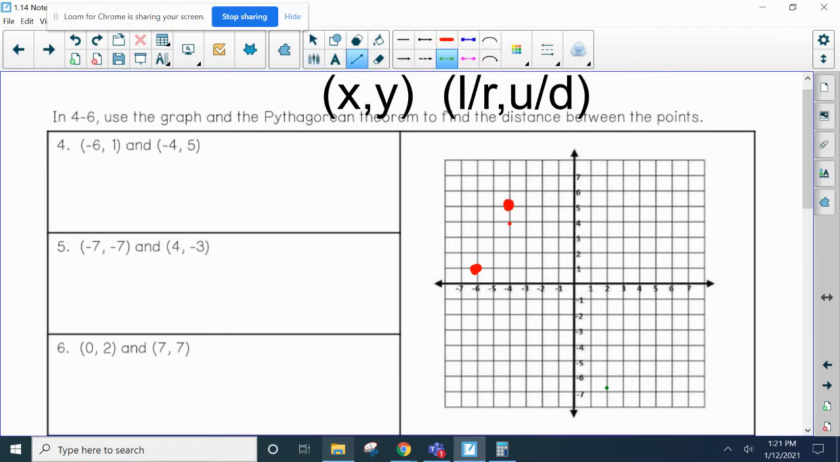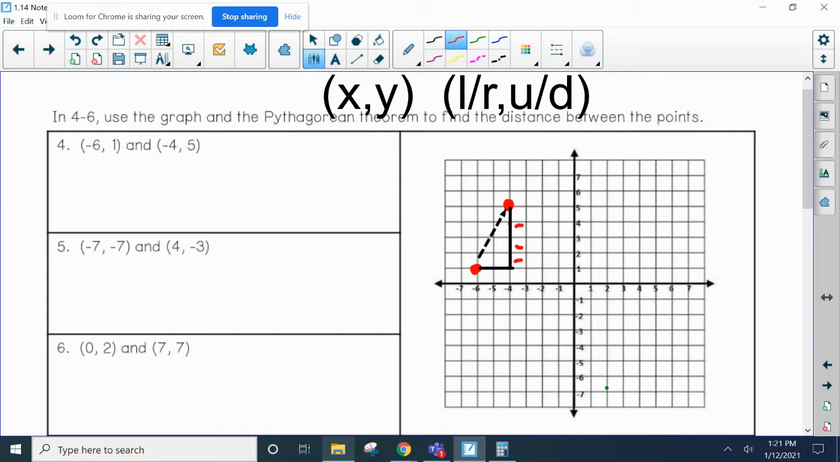All right, and then I'm going to go ahead and make my triangle. And I don't know how much I like those. I was trying them because they gave us the points, but I don't like them. They just get in the way. All right, and so we're finding the distance between those 2 points. So now we're going to go ahead and count our squares.